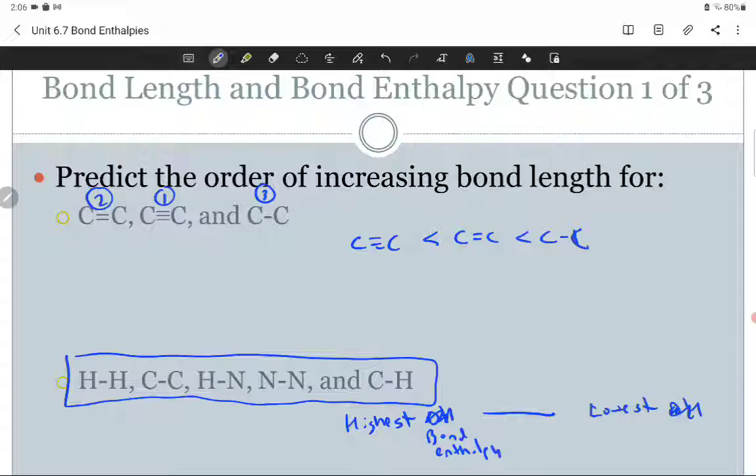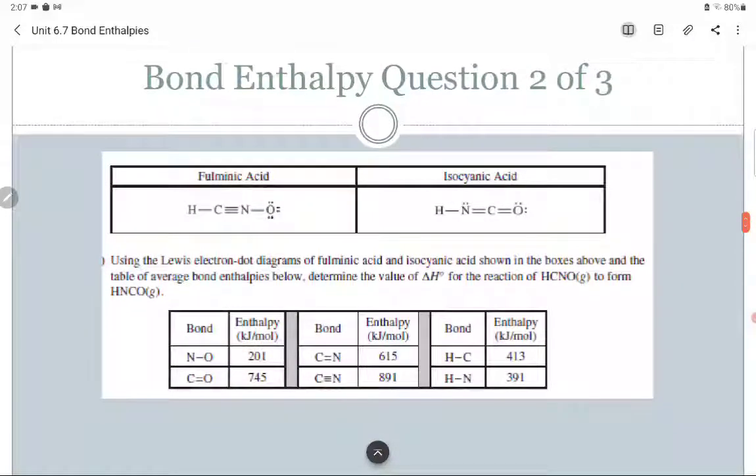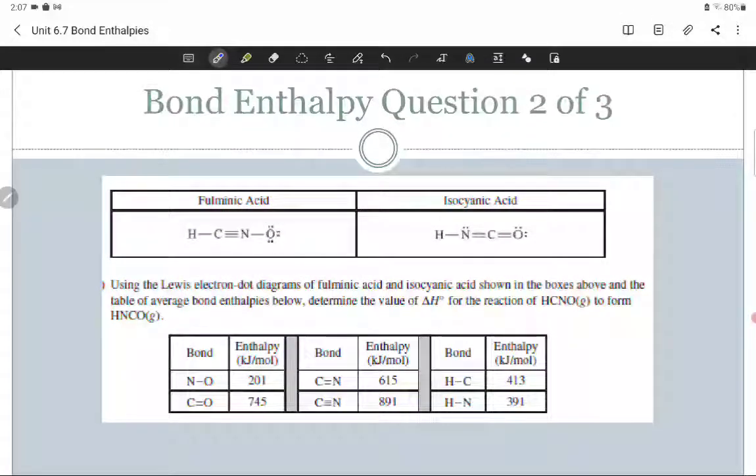Okay, so whatever number is the highest, that's going to be your smallest bond or shortest bond length. So here's an AP question. This was part of an AP question. They were nice enough to already give you the Lewis dot structures of those two chemicals. And it's saying determine the delta H for the reaction of HCNO, that is this chemical over here, and it's going to go to that chemical over there.